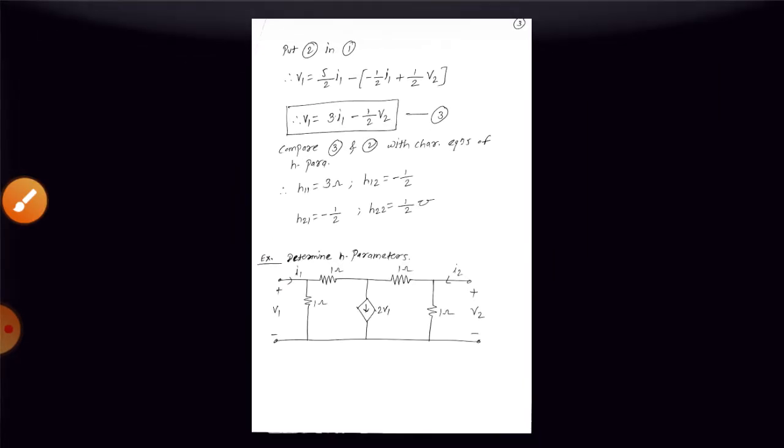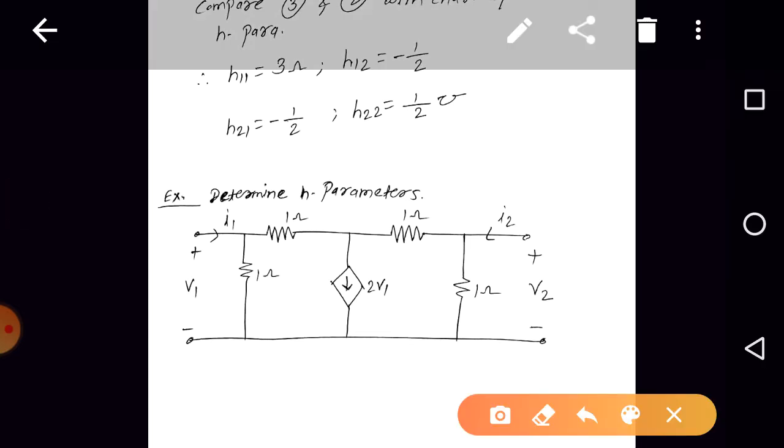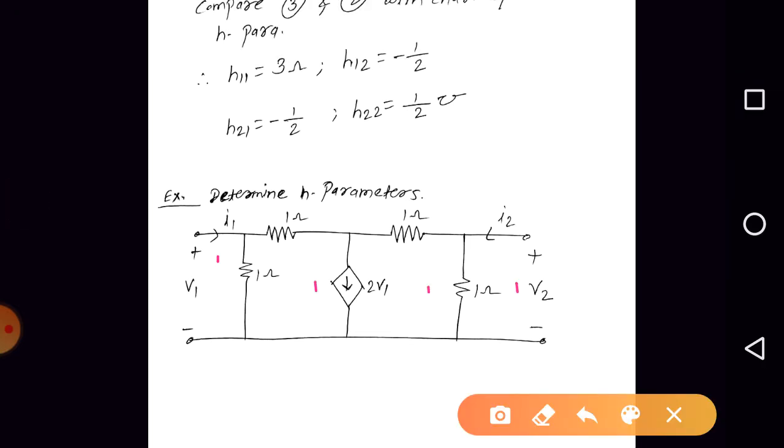Okay, so let us discuss one more example. Determine the h parameters of this given circuit. Now in this circuit we are having 1, 2, 3 and 4 loops, right? So it is very difficult to simplify it, or it will be very lengthy if we simplify it by using the KVL. We can simplify it by using the KVL also, but it will take some more time, right?